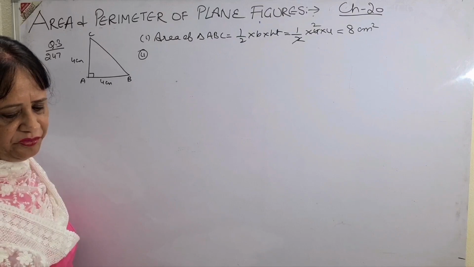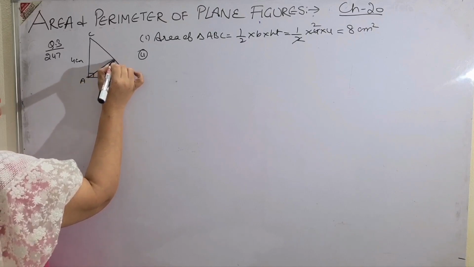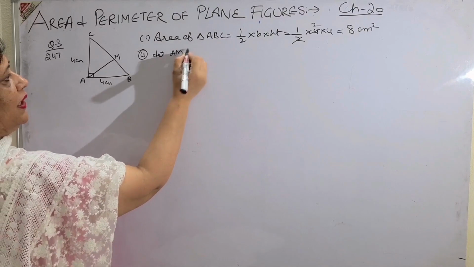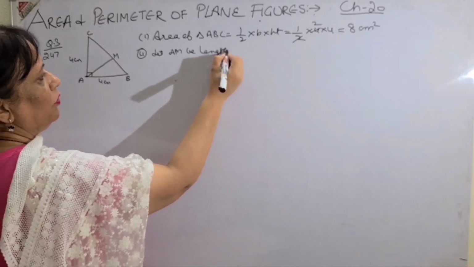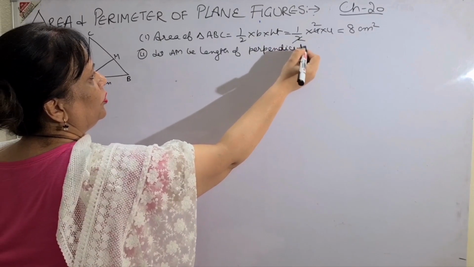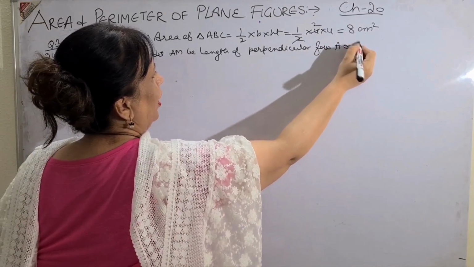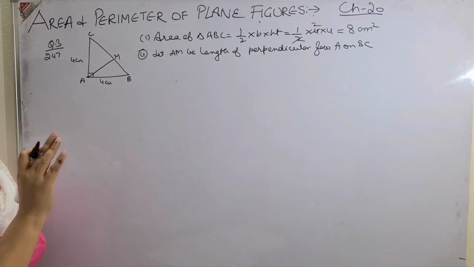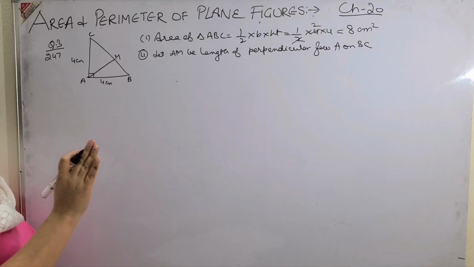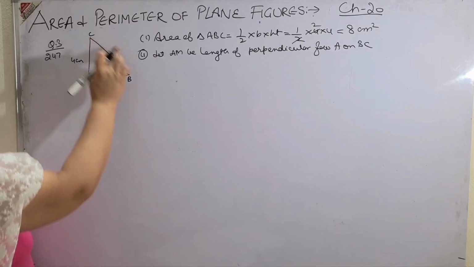Second part was I had to find the length of perpendicular from A on BC. So let AM be the length of perpendicular, or you can use the word height also, perpendicular from A on BC. Now I see BC will be base because on whichever the base is, the perpendicular is always on the base. Now I am starting my perpendicular from A, understood, BC is the base.